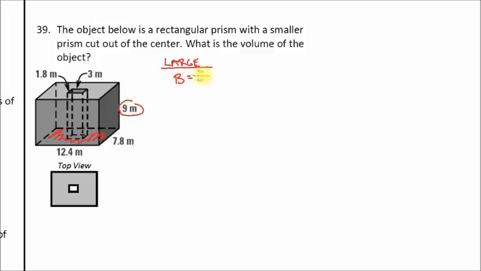My base area of a rectangular prism is length times width, which is 12.4 times 7.8, and that is equal to 96.7. Now, you know what? I'm going to round this to 2 decimal places, 96.72, just because I know I'm going to use that number later, and I like to have as accurate of an answer as possible. My final answer, I'll round to 1. This is going to be meters squared.